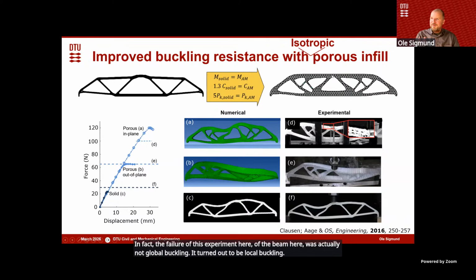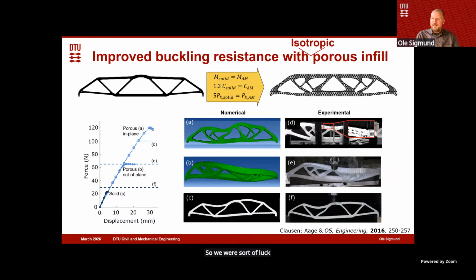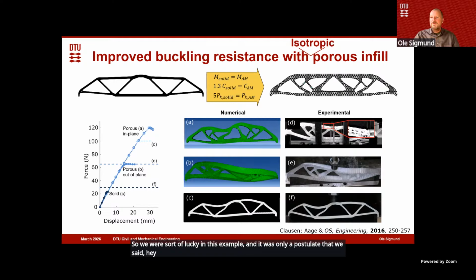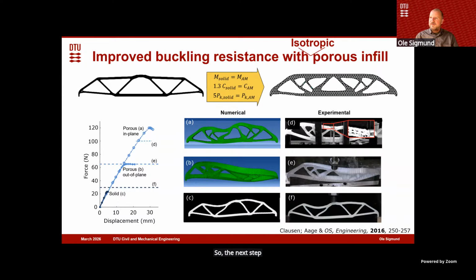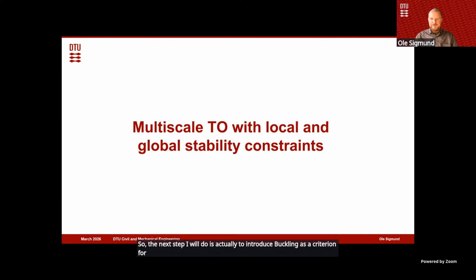So we were sort of lucky in this example, and it was only a postulate that we said, hey, porous isotropic microstructure will increase buckling loads. But we had to prove it, right? Because it's not a given thing. So the next step I will do is to introduce buckling as a criterion for multiscale structures.